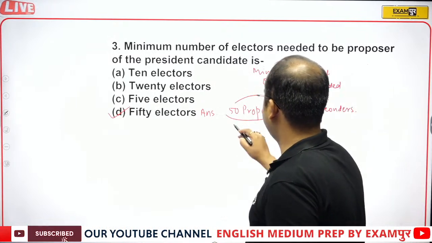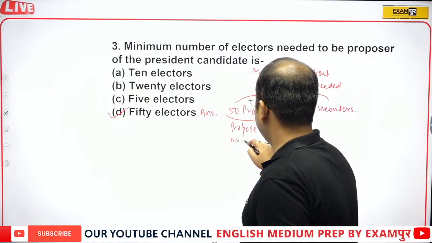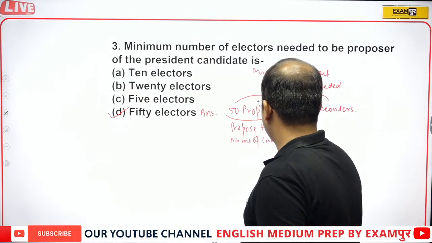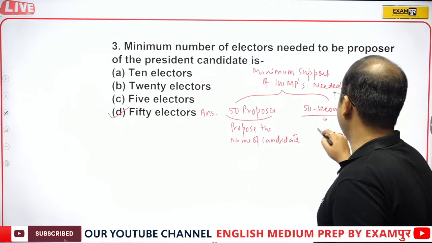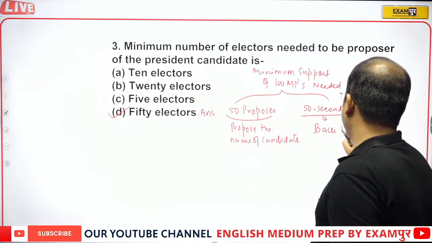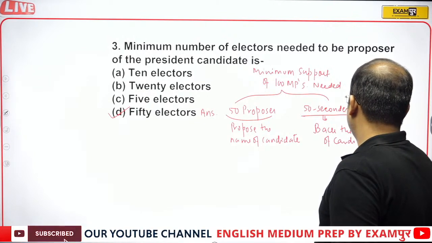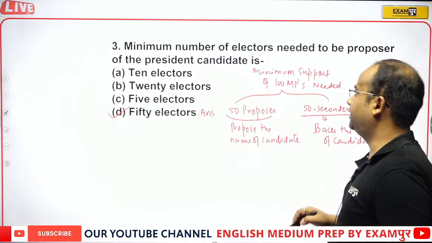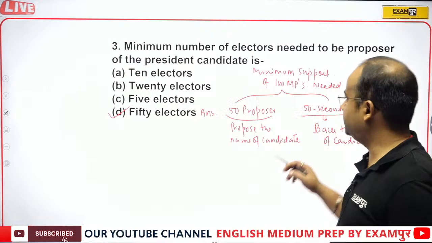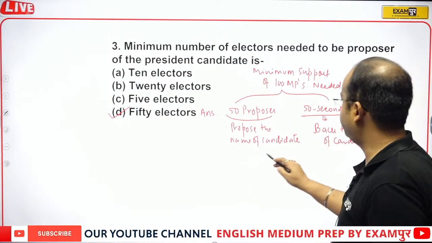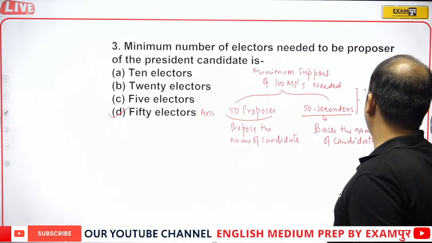Proposer means those MPs who will propose the name of the candidate, and 50 seconders means who will back the name of the candidate. So 50 proposers and 50 seconders are required, and these 50 proposers and seconders should be different.